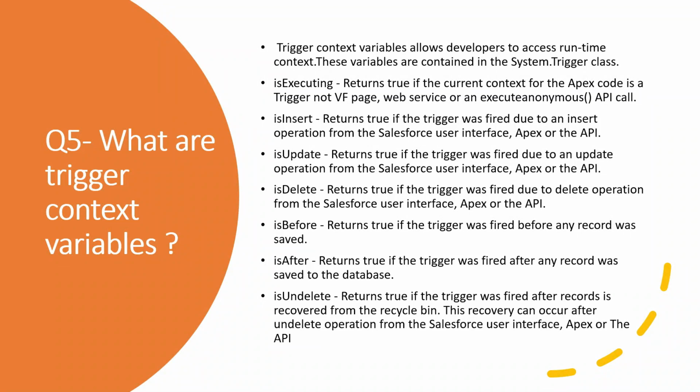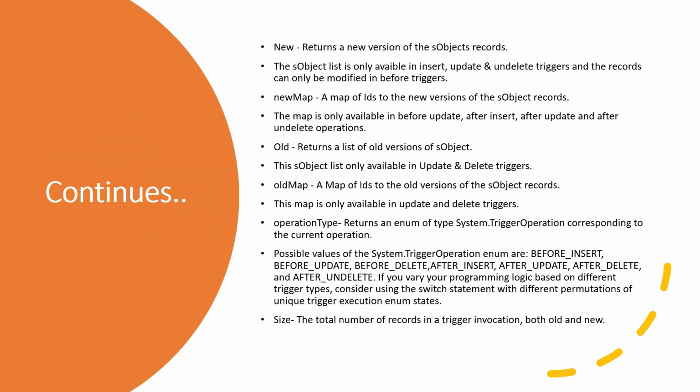isBefore returns true if the trigger was fired before any record was saved. isAfter returns true if the trigger was fired after any record was saved to the database. isUndelete returns true if the trigger was fired after a record is recovered from the recycle bin. This recovery can occur after an undelete operation from the Salesforce user interface, Apex, or the API.